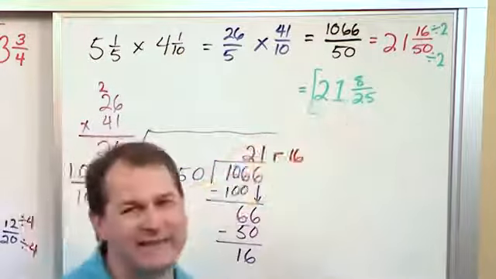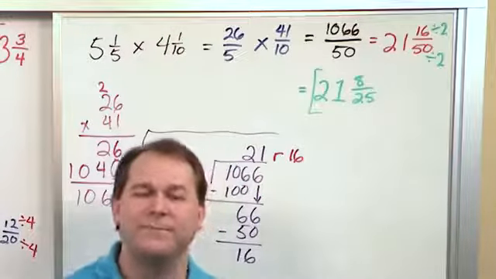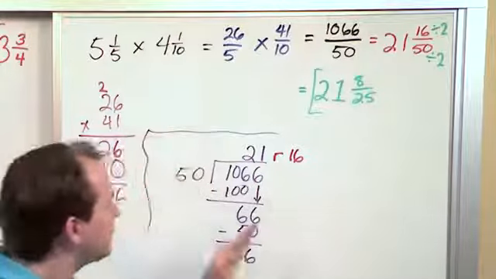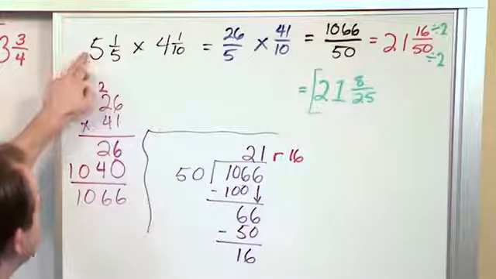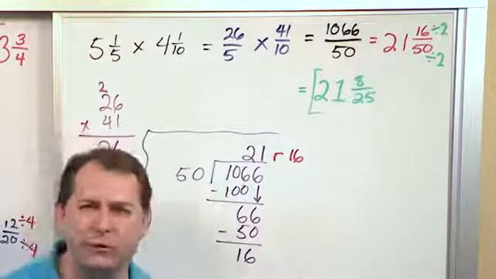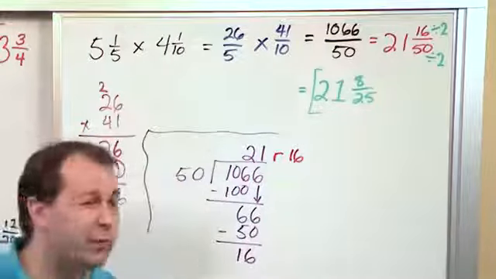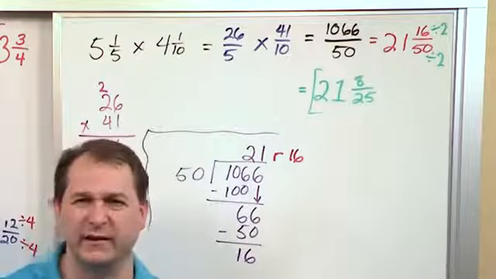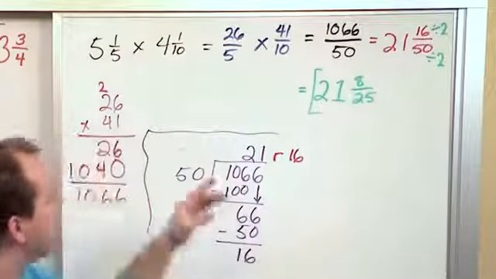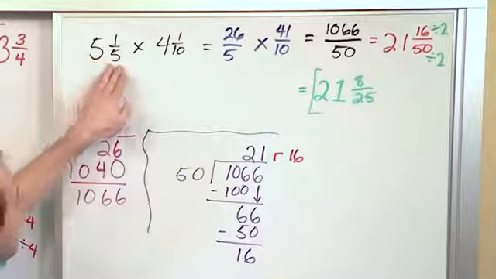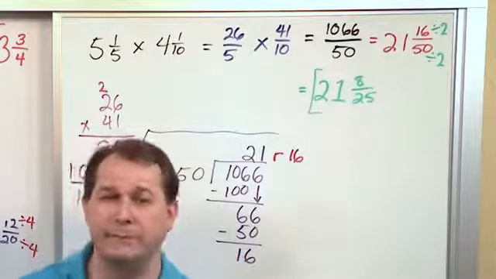you get 21 and 8/25. Now you always should do a sanity check to make sure that you're at least in the ballpark. What we're saying is 5 and 1/5 is a little bit more than 5 of something. 4 and 1/10 is a little bit more than 4 of something. So you can think of 5 pizzas plus a little bit more here, and this is 4 pizzas plus a little bit more. You know already that 5 times 4 is 20. Right? So it makes sense that since this is a little bit bigger than 5 and this is a little bit bigger than 4, when I multiply them together, I should get something a little bit bigger than 20.